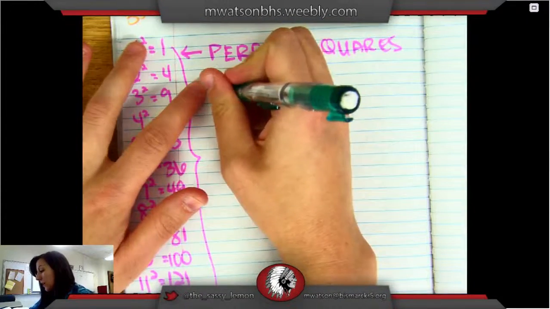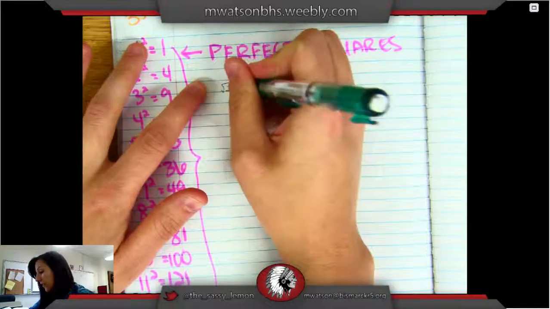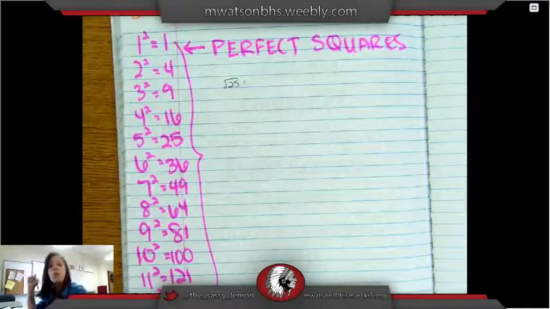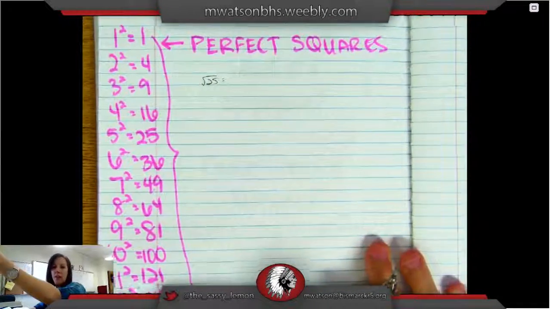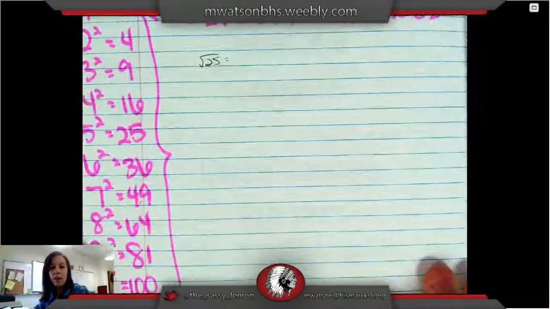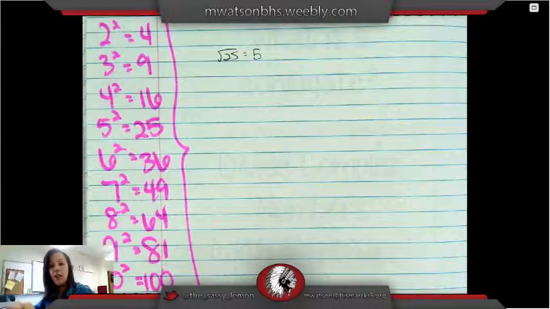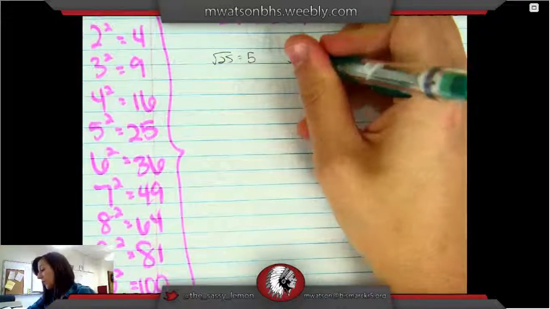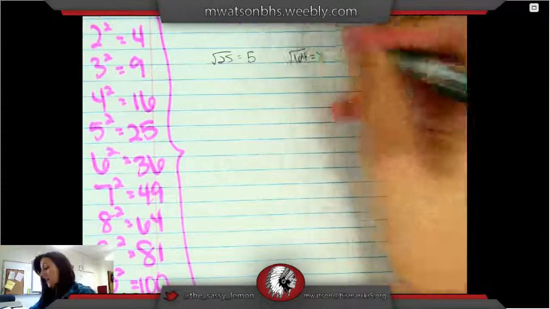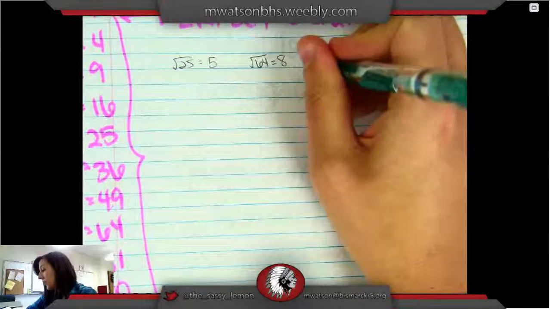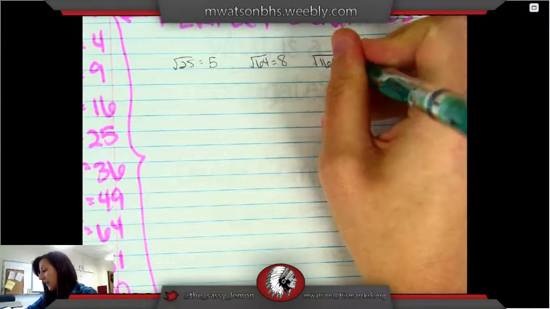So an example is the square root of 25. Well, whenever you're finding a square root, you just ask yourself, what number times itself gives me 25? That's the square root. So it's 5. The square root of 64 is 8. And the square root of 169 is 13.